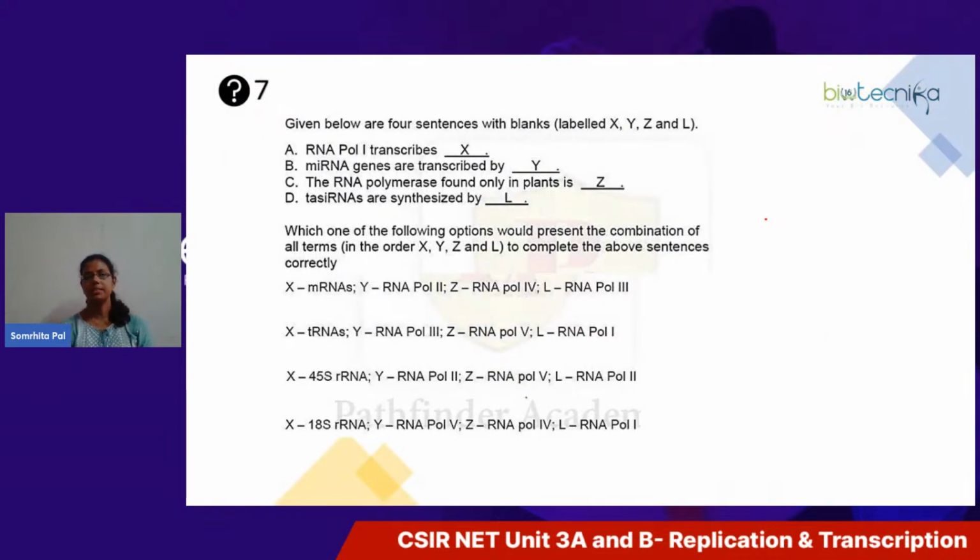Now, moving to question number 7. Again, this is a very subjective question, but look at the pattern. They have given you a fill in the blanks kind of question, and the answers are given in your options only: X, Y, Z. So this is your option 1, this is option 2, this is option 3, this is option 4. This is very subjective. You just have to know which polymerase transcribes what.